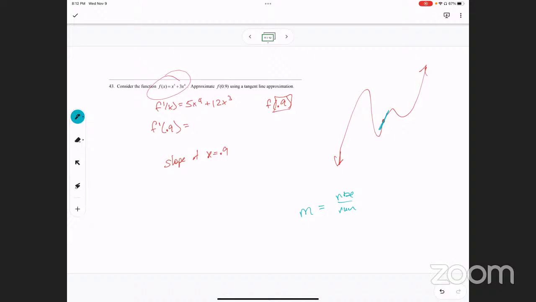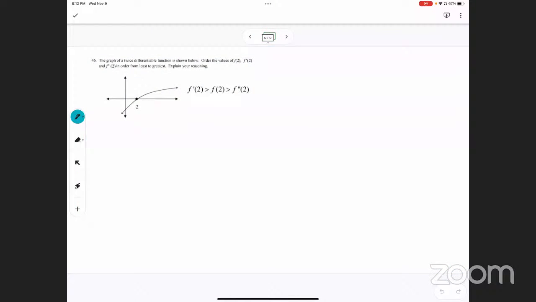I have to see an example of that one to be able to help you with that one. It was hard. I just kind of threw it on there. The answer's already on there. I couldn't crop it out, but I was just confused as to how the graph of a twice differentiable function works. So we do know that the double derivative exists for this one. So this is f of x. Order the values of f of 2, f prime of 2, and f double prime of 2 from least to greatest, and explain your reasoning.